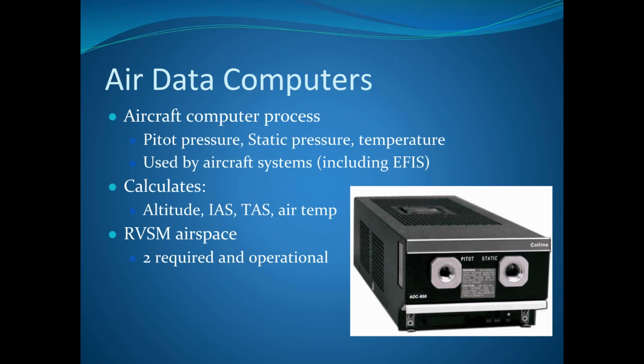And what that does is it allows us to put more aircraft in a tighter amount of space. So RVSM is a reduced vertical visibility minimum. No. Oh, sorry. No. Reduced vertical separation minimums. Oh, okay.